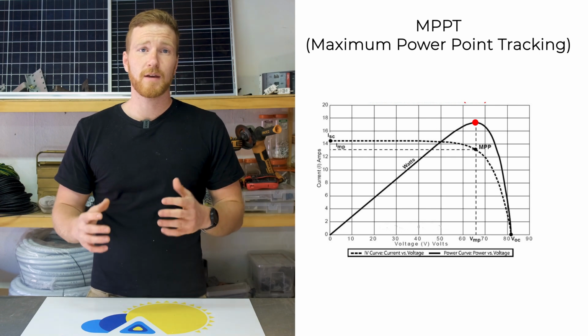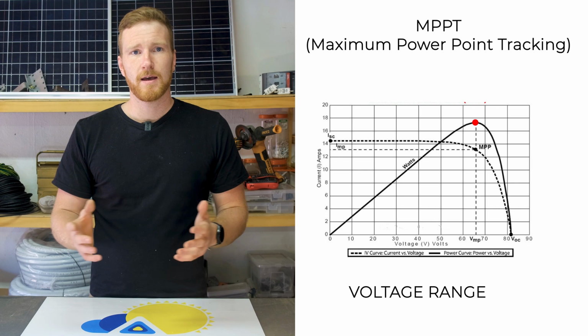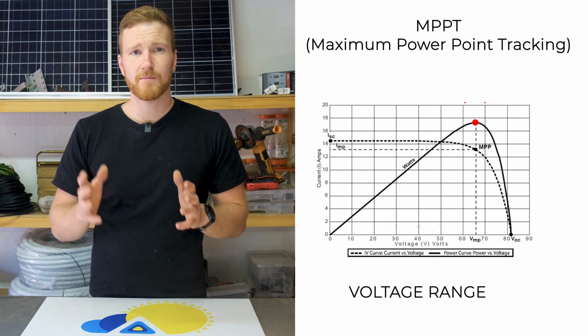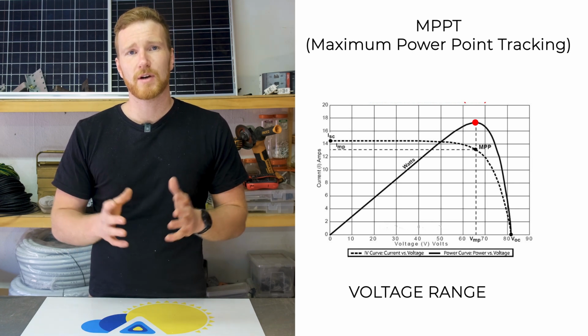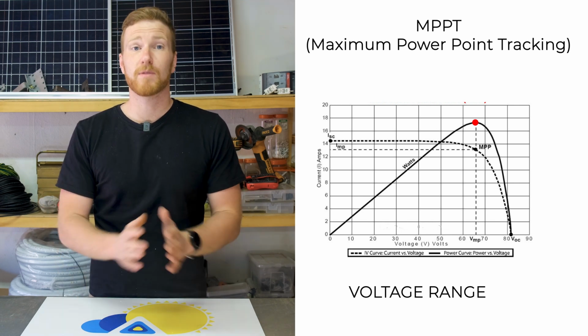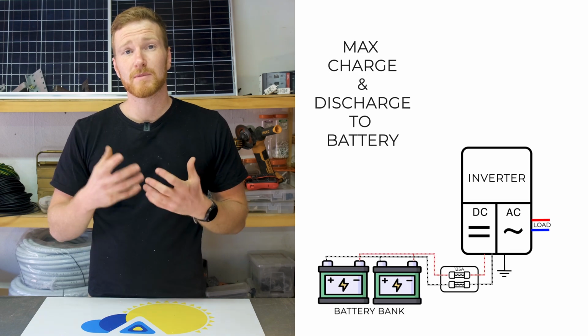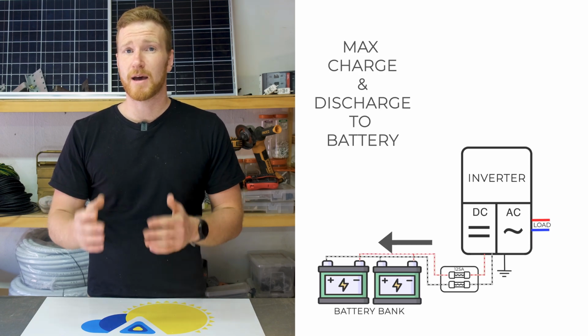MPPTs will also have a particular voltage range in which the inverters operate. And this is the range in which the maximum power can be tracked and optimized for. So always make sure that your panel's strings are within this range. The inverter also has a maximum discharge and charging current to the battery.